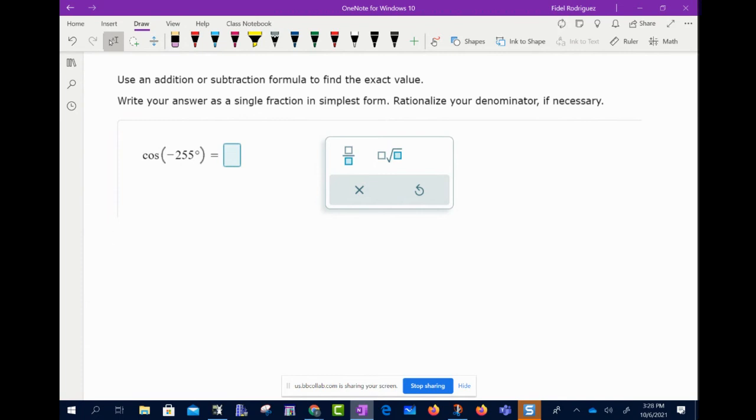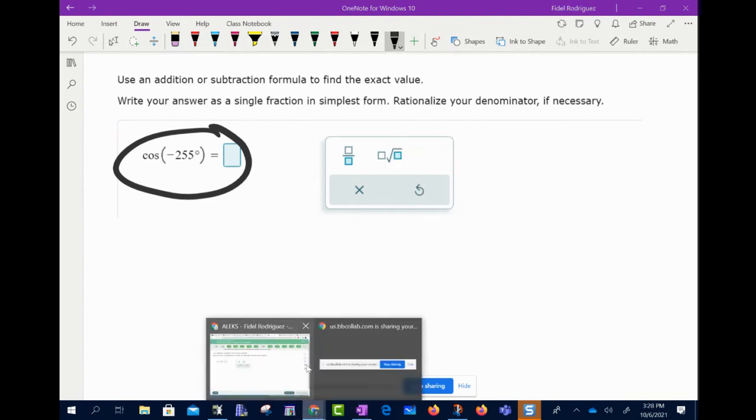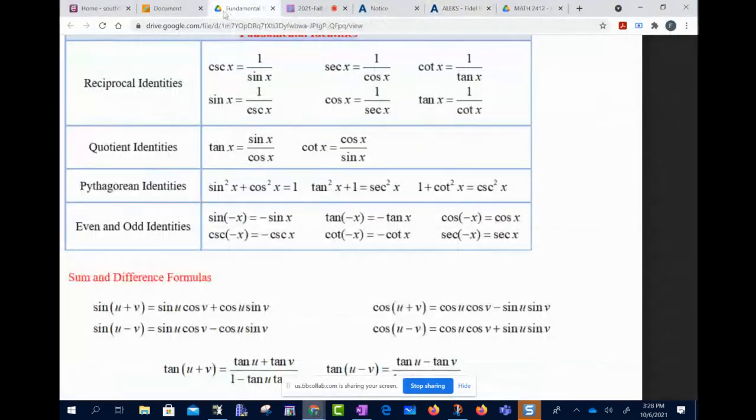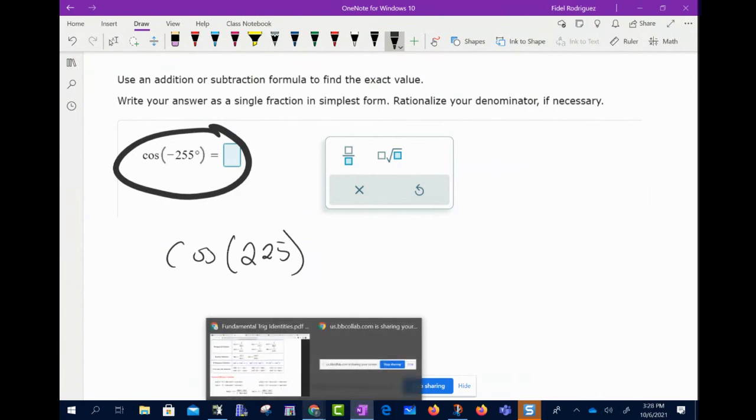So guys, I want to show you something here. If I look at that part right there, that cosine of negative 225, and I look at my fundamental identities, do you agree that we could write that as just the cosine of 225? What do you think? Because of the negative, or even and odd identities? So I should be able to write this as just the cosine of 225. I don't have to write it that way, but I could do it that way too.